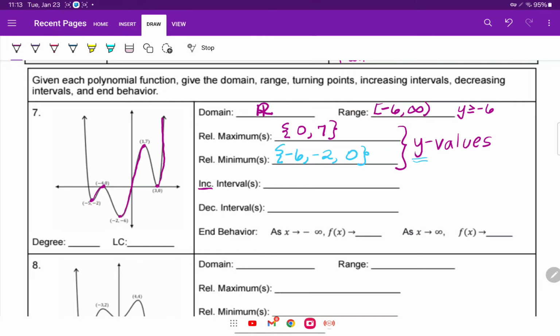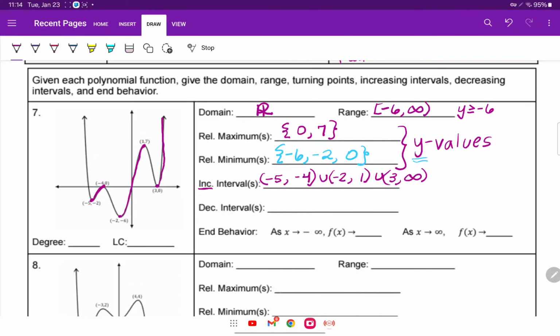So when we write this interval, we're going to use unions. Remember, x values from -5 to -4, it was an increase. And remember, we never use turning points. Union from -2 to 1, we had an increase. Union from 3 to infinity, we also showed an increase.